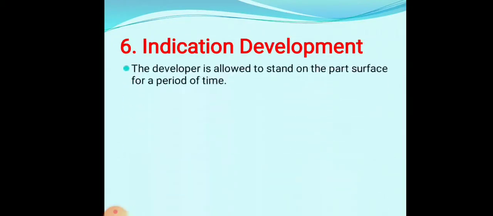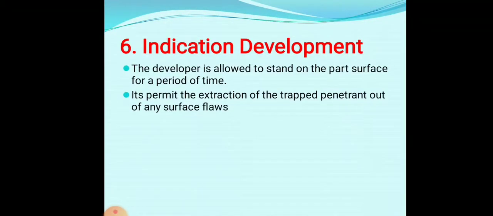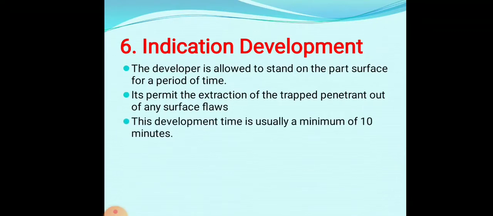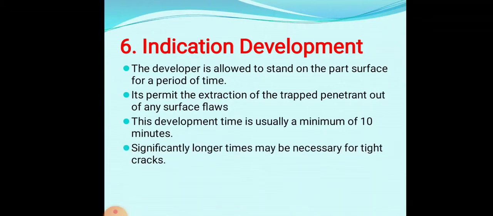Sixth step is indication development. The developer is allowed to stand on the part surface for a period of time. After applying the developer, we give it time to draw out the penetrant liquid. This permits extraction of trapped penetrant from any surface flaws in the material. This development time is usually a minimum of 10 minutes. It will vary. A slightly longer time may be necessary for tight cracks. If there are tight cracks, it will take much more time.